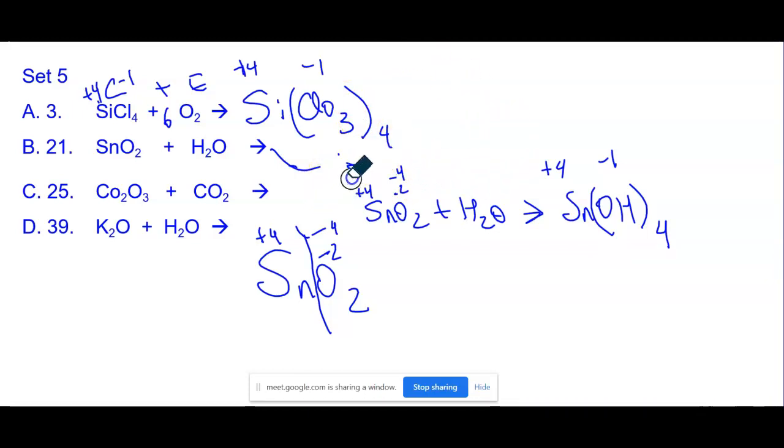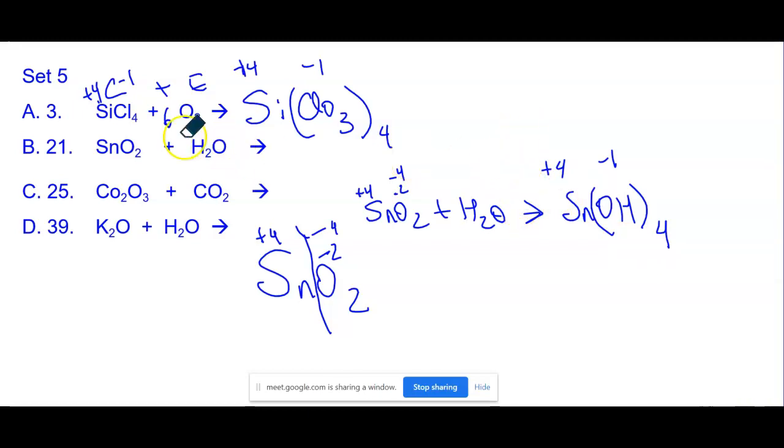Yes or no? Okay, so do you see how I knew that if SN is +4 on the left-hand side, then SN has to be +4 on the right-hand side. So now I know it goes +4 and -1 crisscross reduces to 1 with SN and 4 with OH. And remember, OH is poly, so I have to have parentheses around OH. Okay?